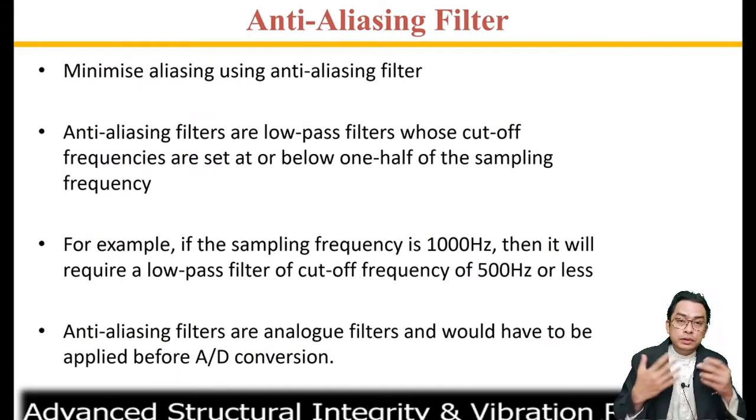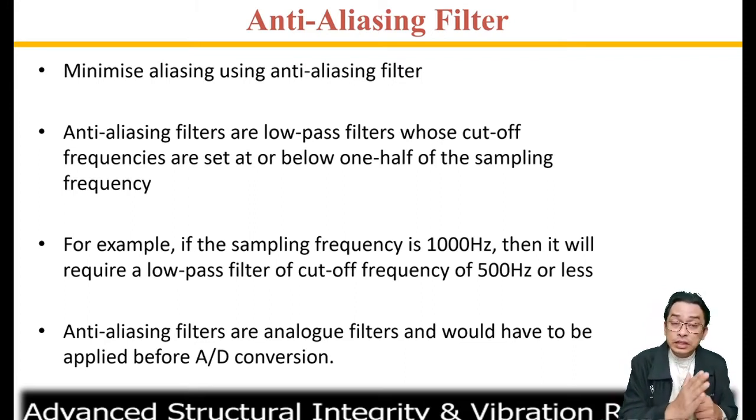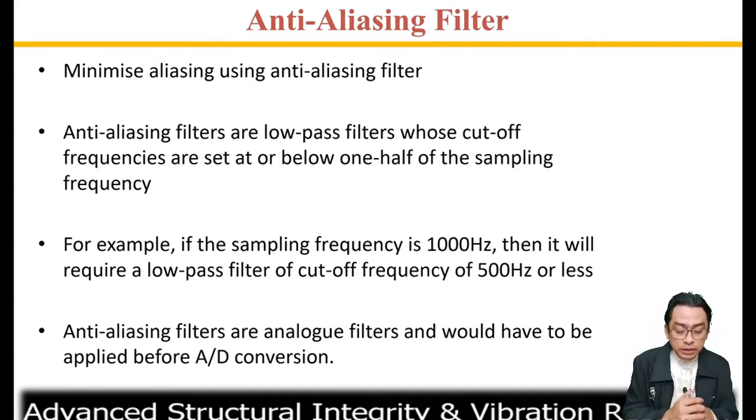Okay, so now we know the phenomenon of aliasing. To minimize the effect of aliasing, we must introduce the anti-aliasing filter. So what is an anti-aliasing filter? It is a low pass filter that filters out frequencies above the cutoff frequency. It allows only frequencies lower than the cutoff frequency.